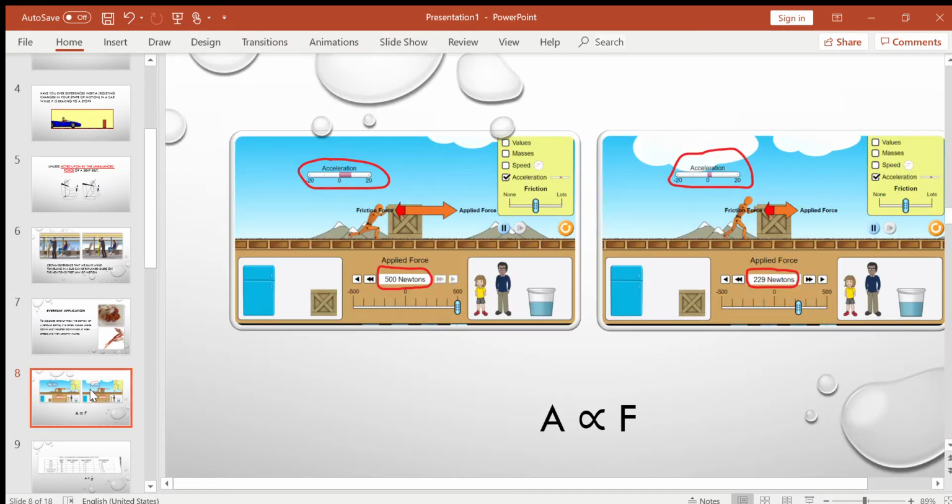So moving on to a different topic, I would like to introduce you to the simulation that we did in class. As you can see here, I applied a force of 229 newtons and then increased the force to 500 newtons, and you can see the acceleration is also increasing. So we can say the correlation between acceleration and force is directly proportional.